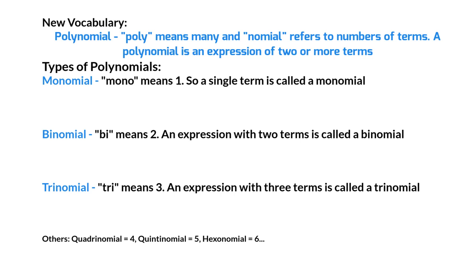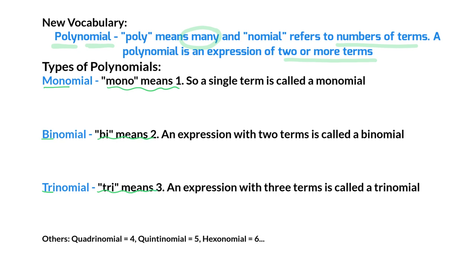Our new word is polynomial. Poly refers to many, and nomial refers to the number of terms in an expression. So polynomial is an expression that has two or more terms. You will need to know three specific types of polynomials: the monomial, the binomial, and the trinomial. So the first part of the word refers to how many terms there are in the polynomial. So mono means one, bi means two, and tri means three.